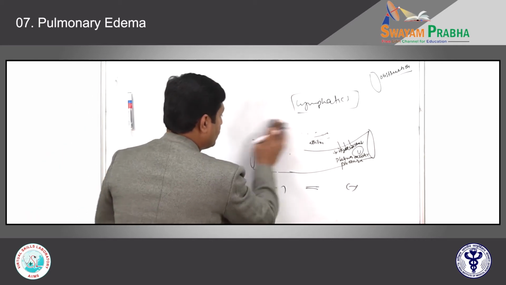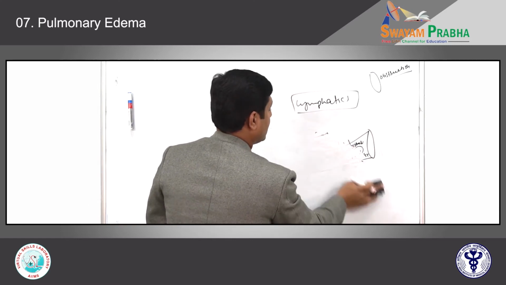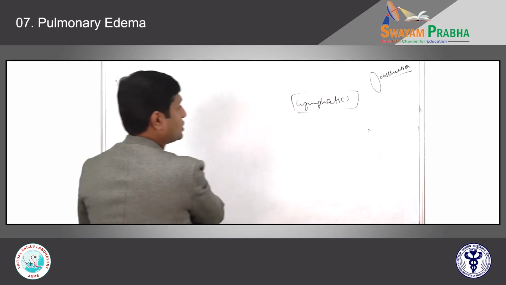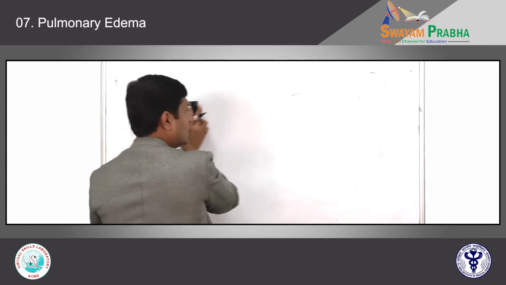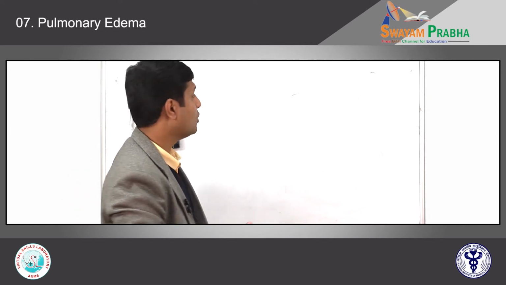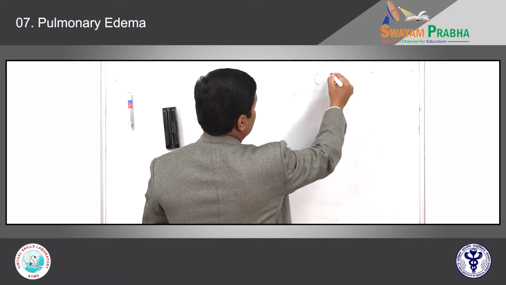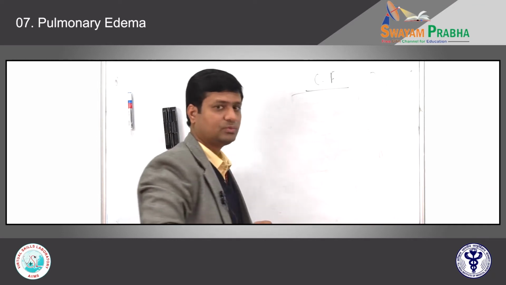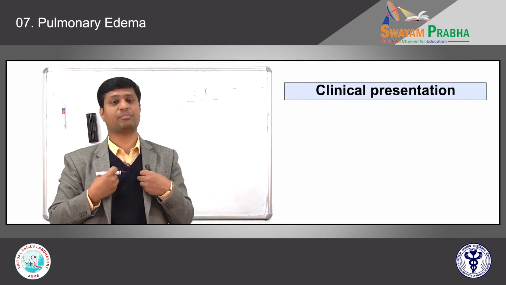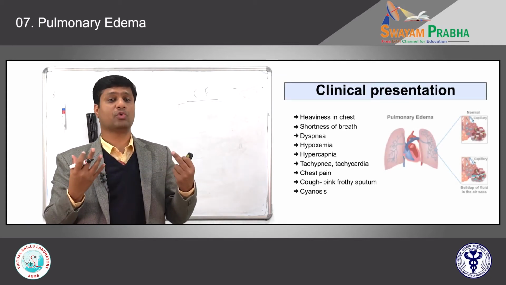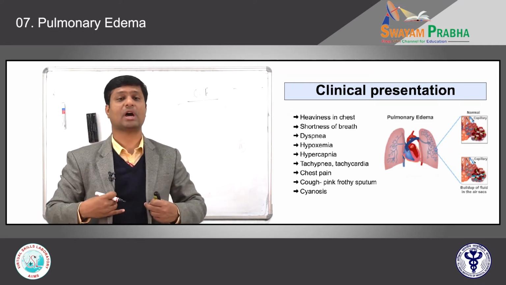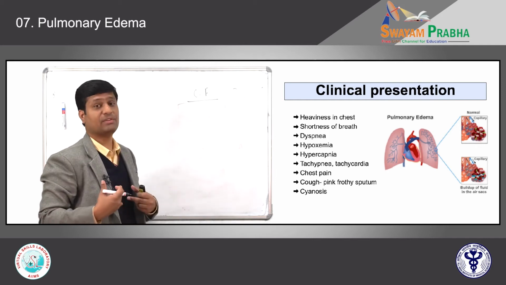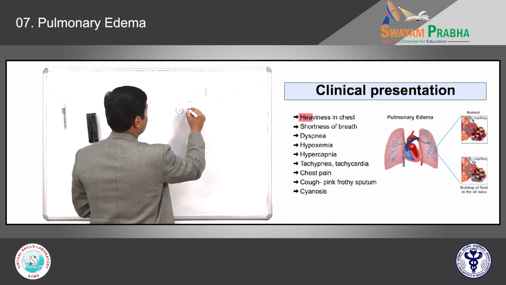Let's see. Okay, we know the definition of edema. We have seen the pathophysiological process, how the edema will form. We have seen the etiological factors. Let's see if the patient is having pulmonary edema when he comes to medical OPD, how he presents. Those are called clinical features. Let's assume I have pulmonary edema, that means more and more water is getting collected in my lungs, which usually contain only air. What happens? The patient will feel heaviness in the chest, right? Heaviness in the chest.